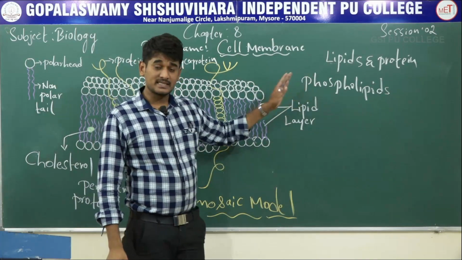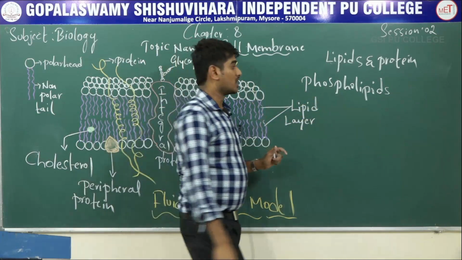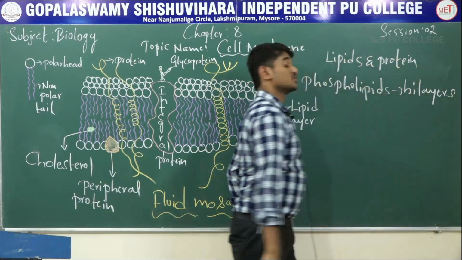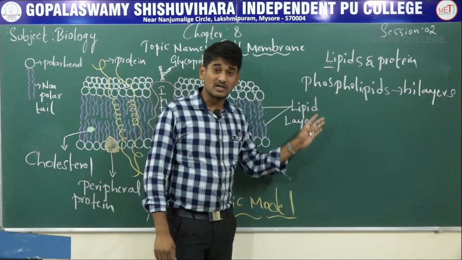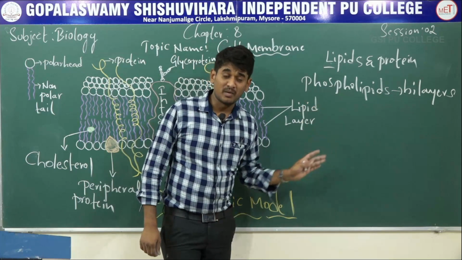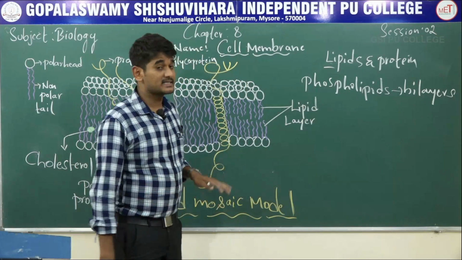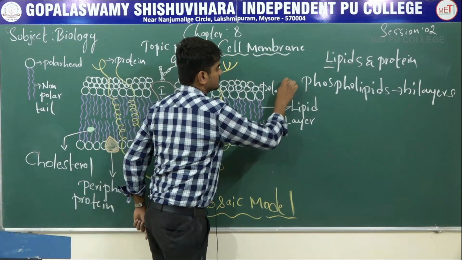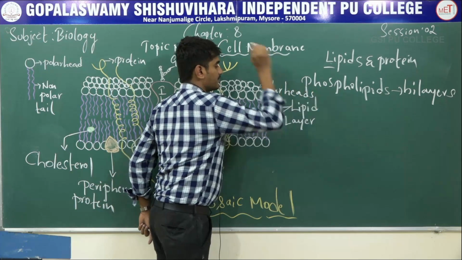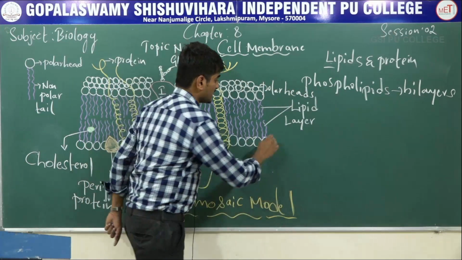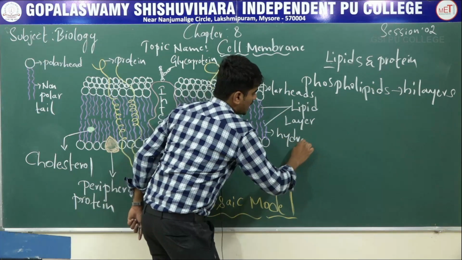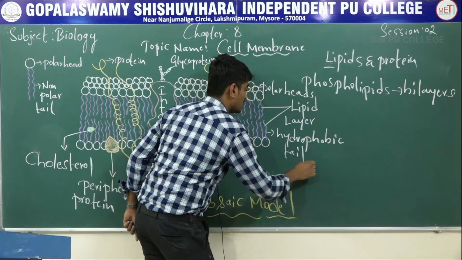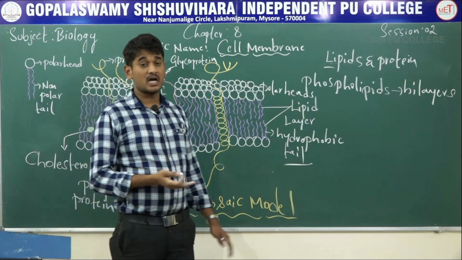These phospholipids are arranged in a bilayer, which means two layers, with the lipids within the membrane having polar heads arranged towards the outside. So these are called polar heads. And hydrophobic tails. Hydrophobic means water-hating molecules. Hydrophobic tails are also called non-polar tails.